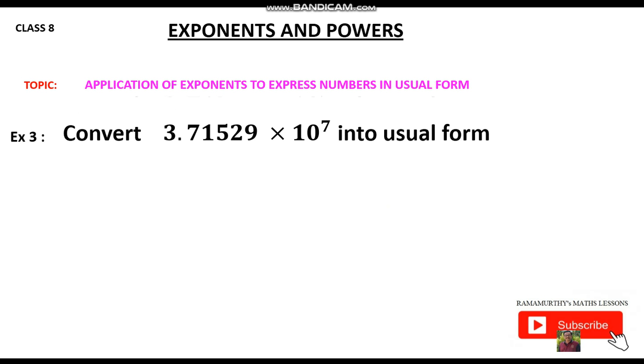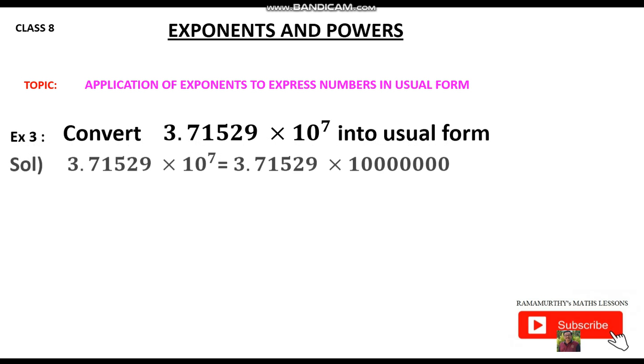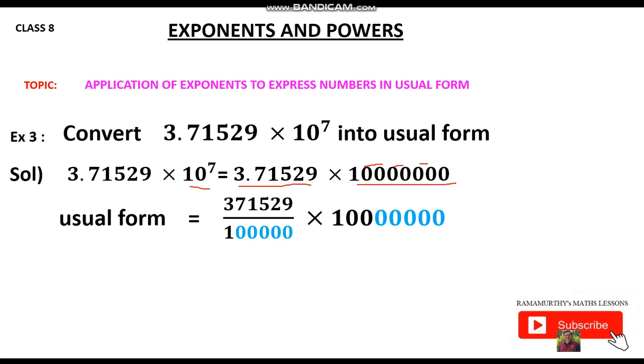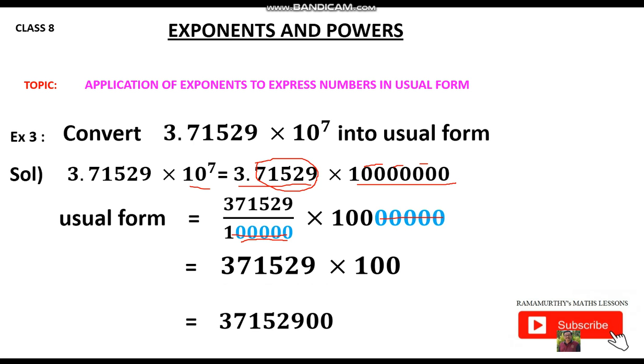Third problem. Convert 3.71529 × 10^7 into usual form. So 10^7 can be extended as 1 followed by 7 zeros. 3.71529 can be converted into, since there are 5 non-zero digits in the decimal part, 371529 divided by 1 followed by 5 zeros. These can be cancelled like this. So the final result is like this.